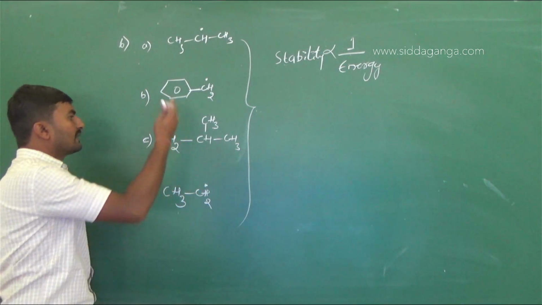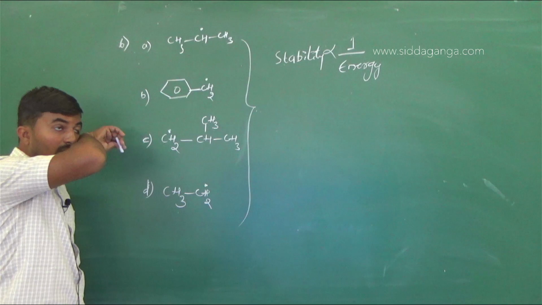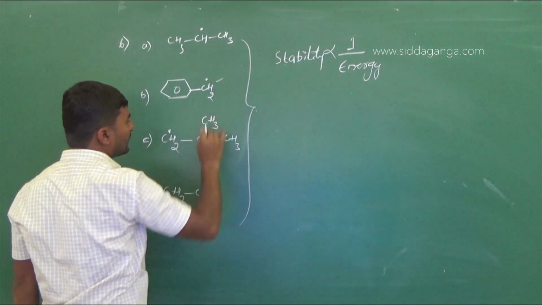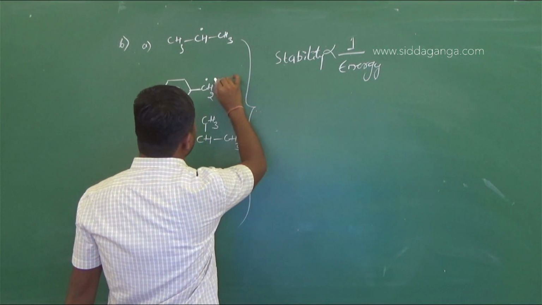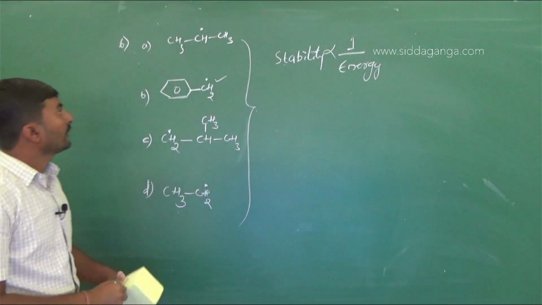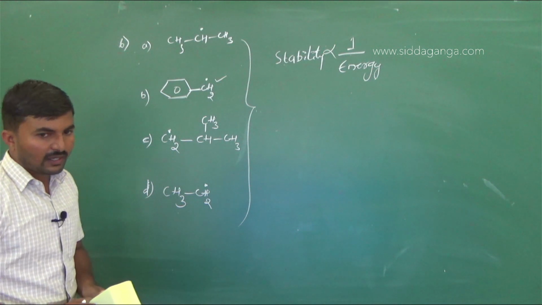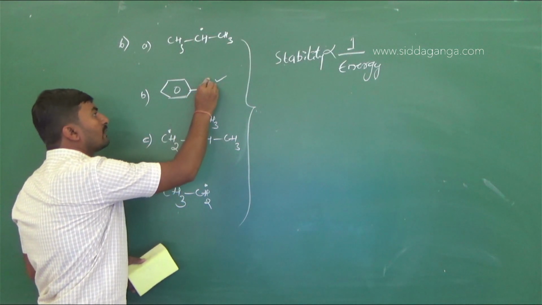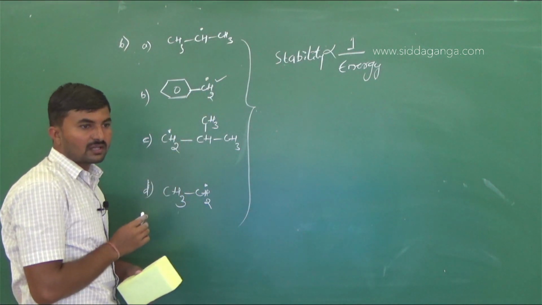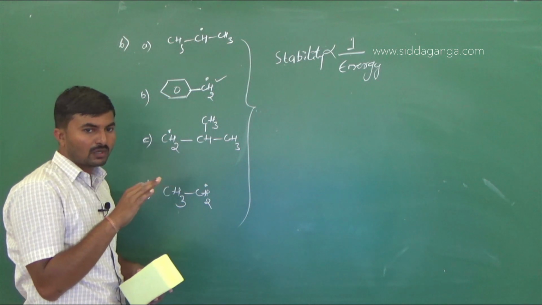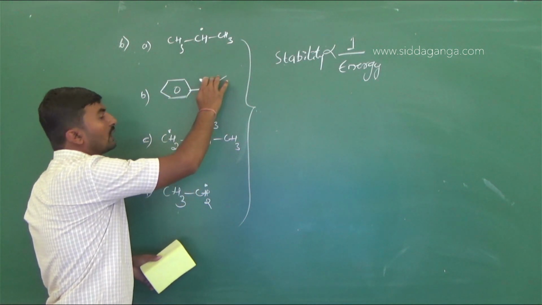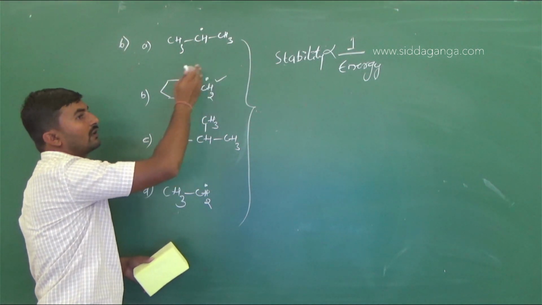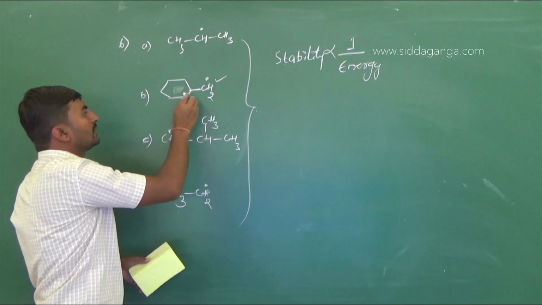Among this list, which one is more stable? Here, option 2, that is the phenyl free radical. Phenyl free radicals are always more stable than the normal free radicals. Free radicals are odd-numbered species, with an odd number of electrons, which means they are electrophilic species.